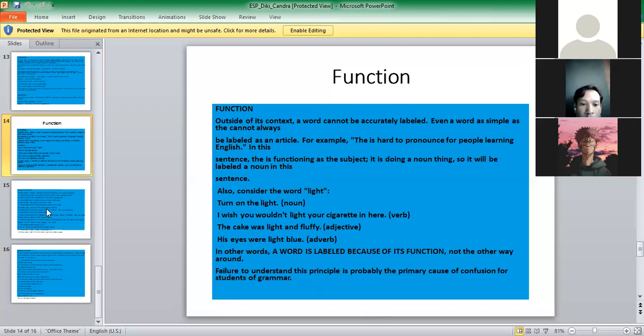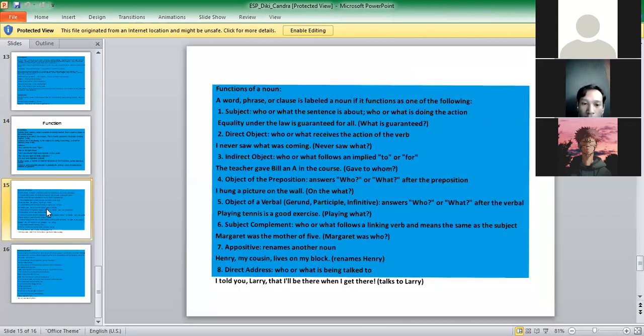And then function of a noun. A word or clause is labeled a noun if it functions as one of the following: subject, direct object, indirect object, object of the preposition, object of a verbal, gerund, subject complement, appositive, renames another noun, and then direct address.